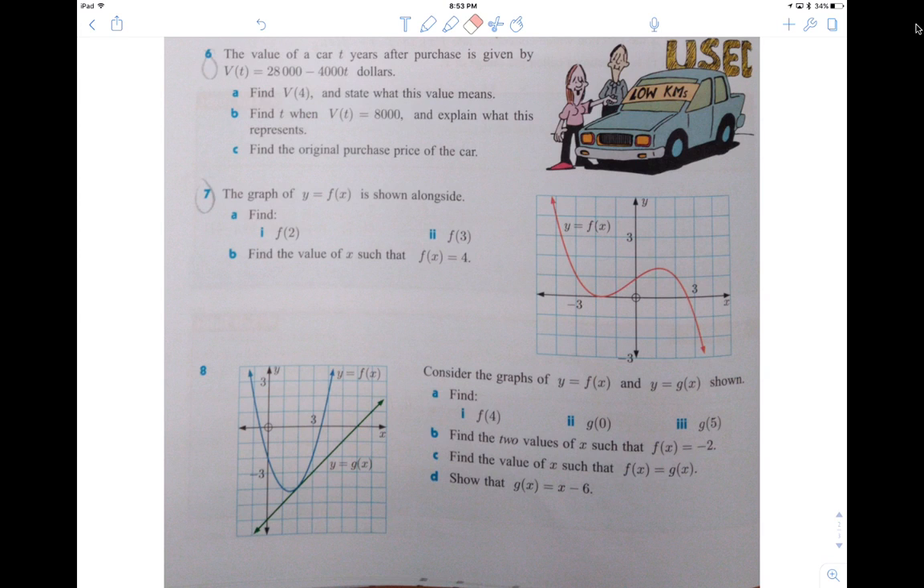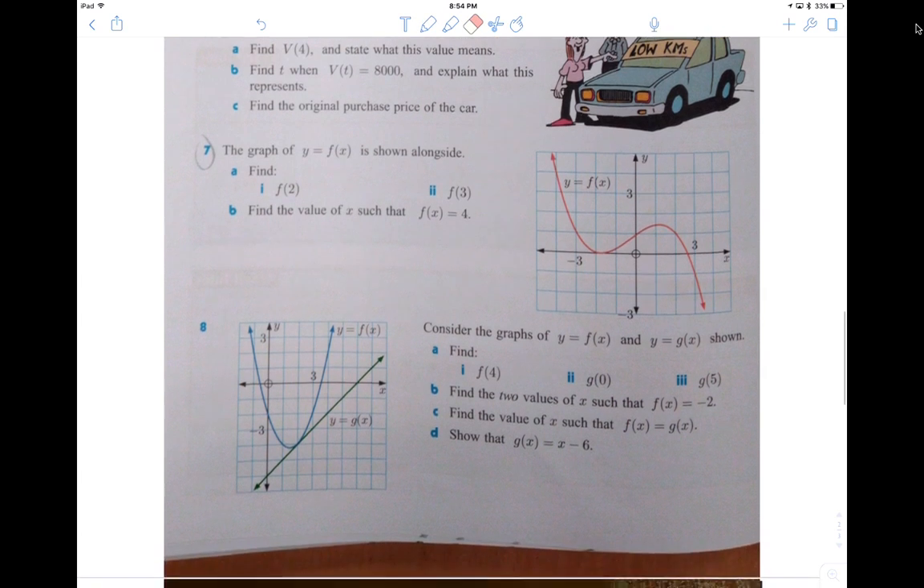And finally, it asks you C to find the original price of the car. Well, there are two ways. You can just understand clearly enough the question that you can see it jumping out at you, or make the t to be 0, because that's when it was originally purchased, t would have been 0.